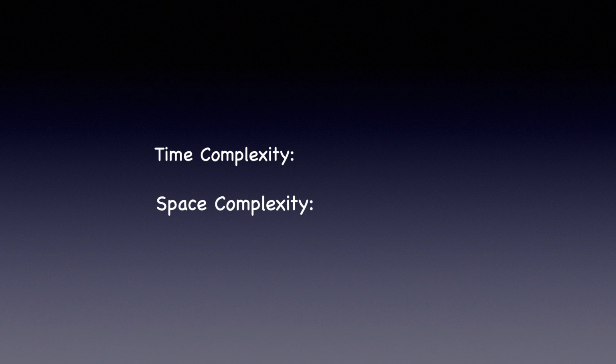Let's go over the time and space complexity. The time complexity of BFS is O of V plus E, where V represents the number of vertices or nodes and E represents the number of edges or connections in the graph. That's because we are traversing all the nodes and edges. The space complexity is O of V.